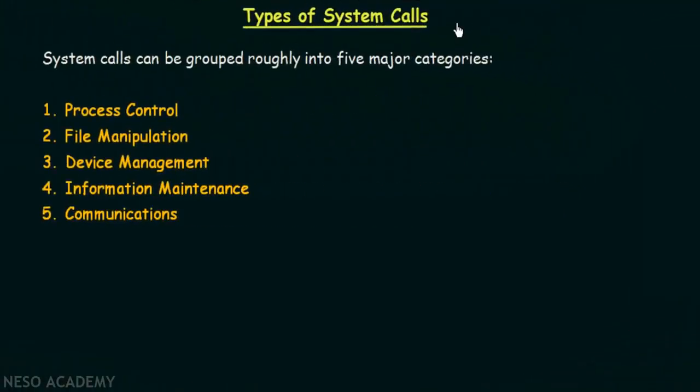Alright, so those were the major 5 categories of system calls that we have. Let's just have a recap of them: process control, file manipulation, device management, information maintenance, and communications. These are the 5 major categories into which you can group your system calls.